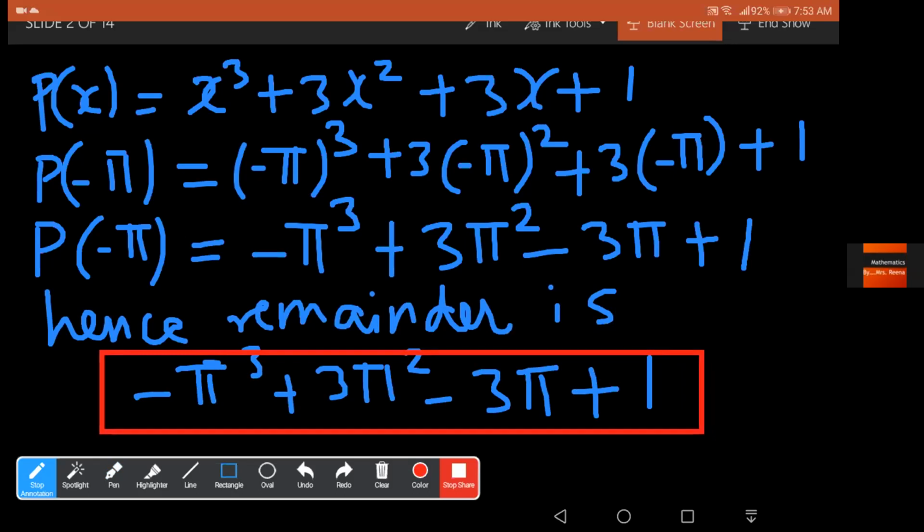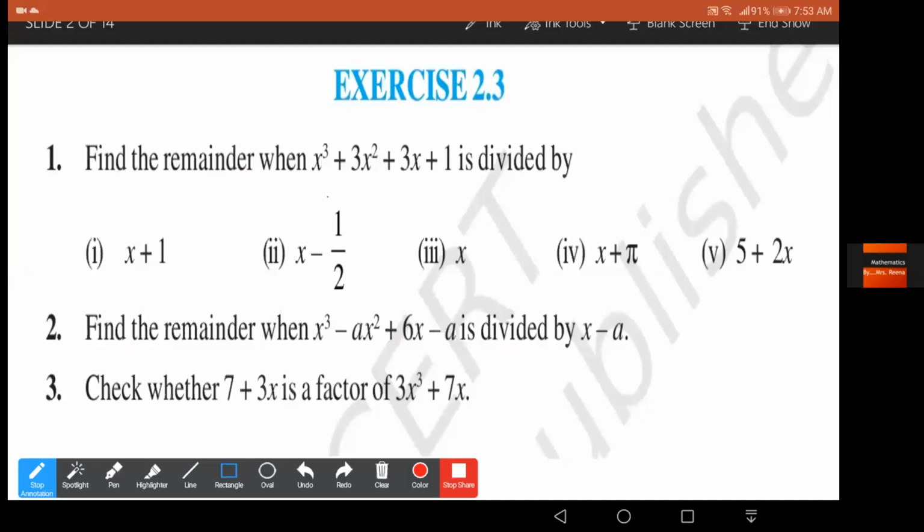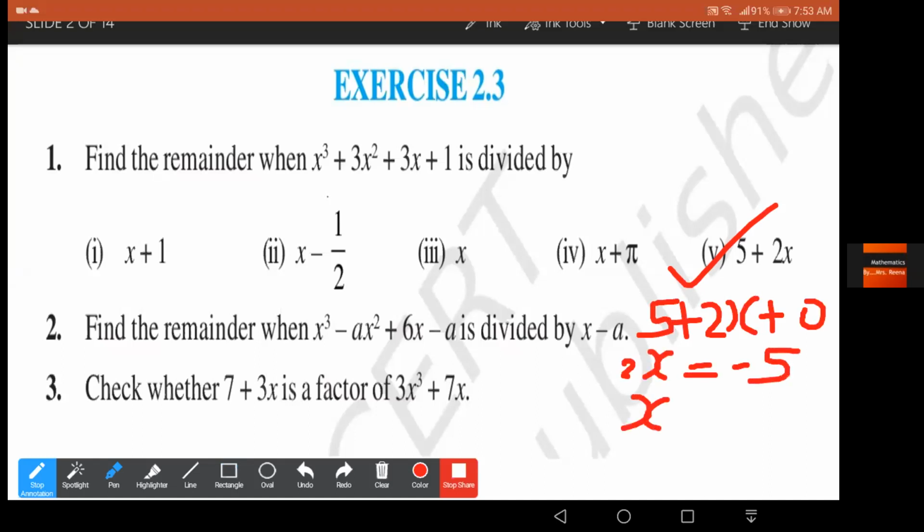What is given in the fourth part? Let us check it. As we can see here, this fifth part is quite simple and we have done 4 parts. So I think this part you can do yourself. Still I give you a hint, you have to put 5 plus 2x equal to 0. This 2x is equal to minus 5 and the value of x will be minus 5 upon 2. So you have to find the value of p minus 5 upon 2.